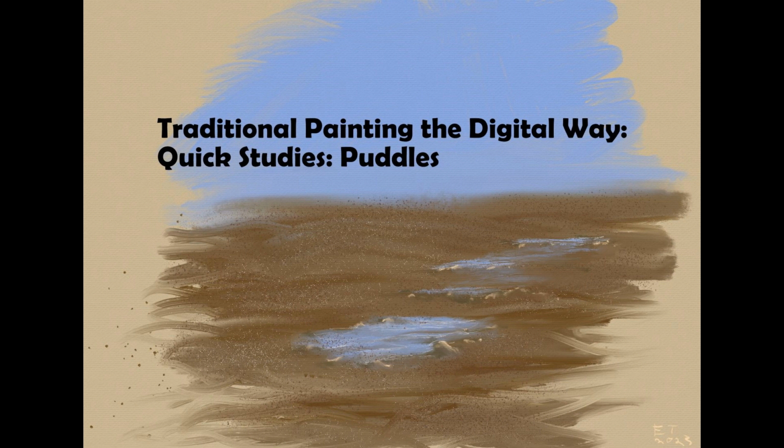If you just have a road and it looks boring or something, you can go ahead and just add some of these quick little puddles in it, and it will give your painting a lot of interest. So that's how you add puddles to your painting.